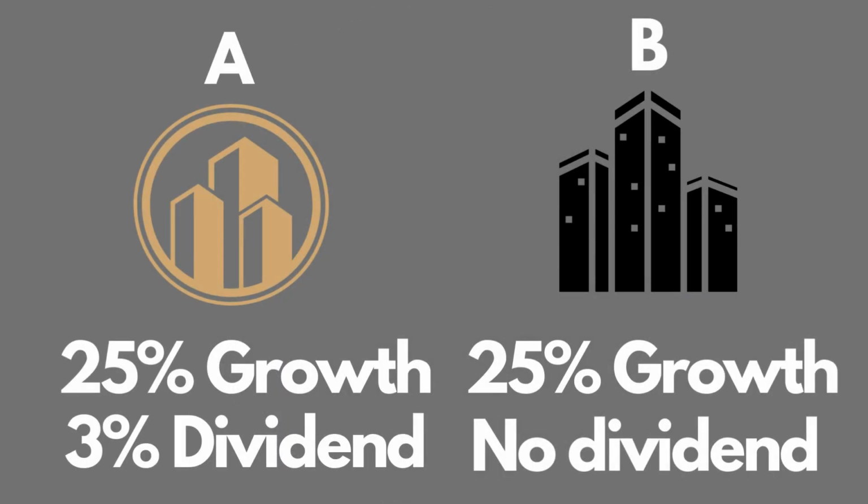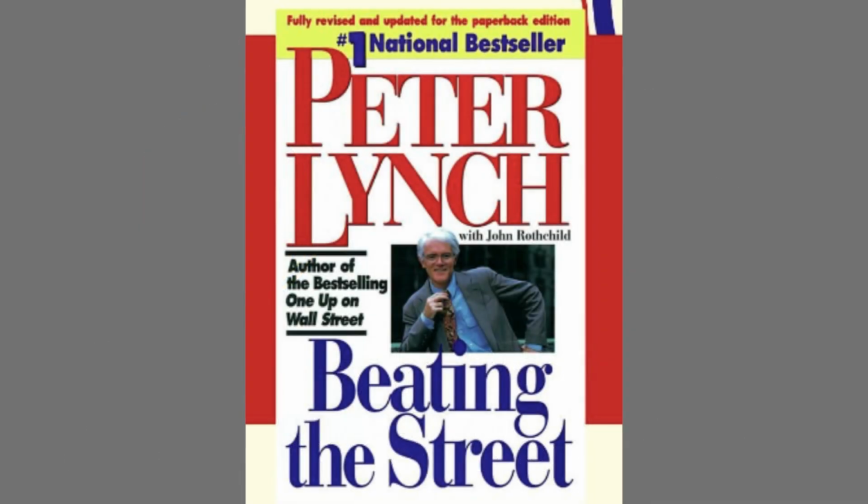Why does this matter? Because two companies can grow at the same rate, but the one paying you cash today reduces your reliance on perfect future execution. Dividends reduce forecasting risk. And in investing, reducing risk is often more powerful than chasing upside. What made Peter Lynch effective wasn't just ratios, it was context. He looked for companies where growth was durable, valuation wasn't stretched, and dividends strengthened total return.